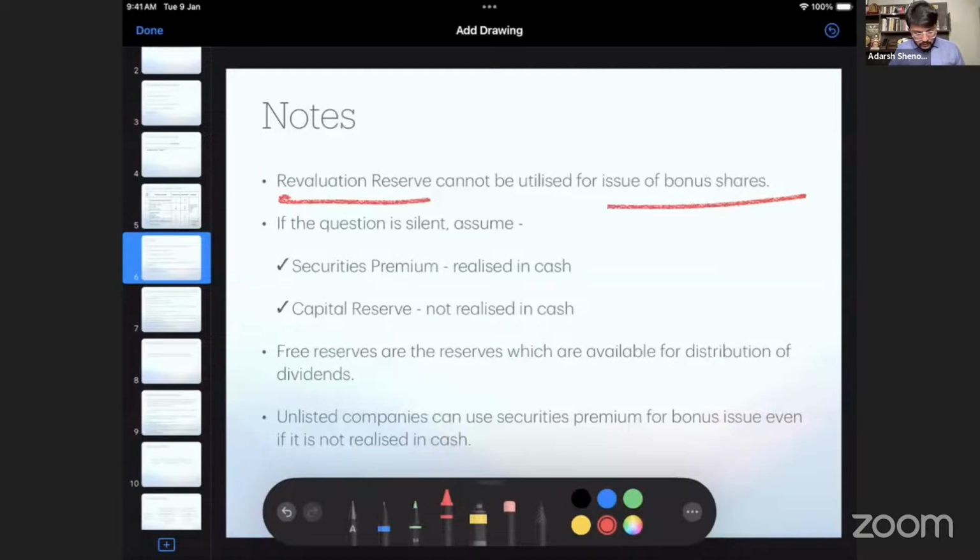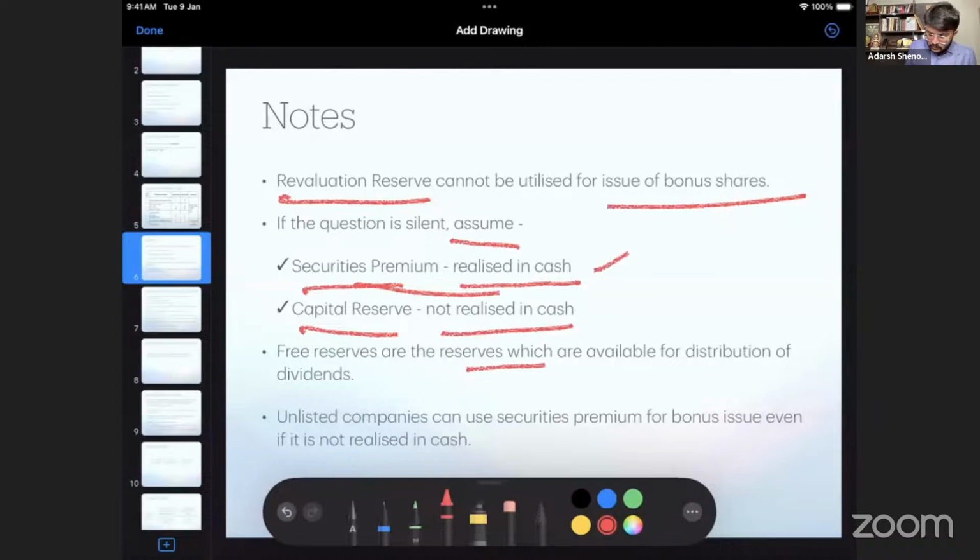Then, if the question is silent, assume this is what the institute does. Securities premium is assumed to be realized in cash. Capital reserve is assumed not to be realized in cash. So the question will generally mention securities premium, but if it is not mentioned, assume that it is received in cash and utilize it. Capital reserve, don't touch it unless they mention it. I will give live examples and explain to you when we do questions.